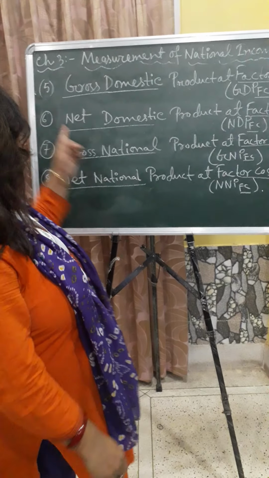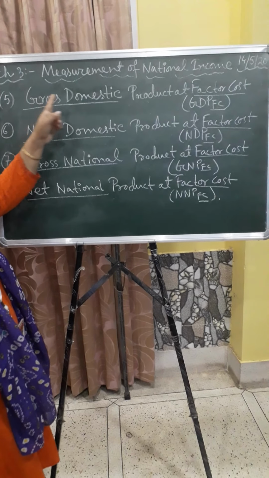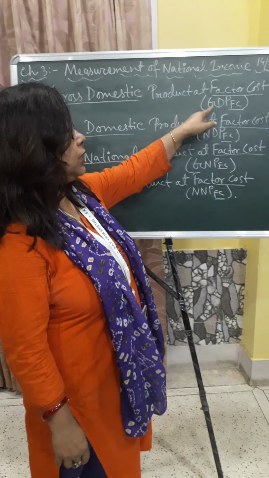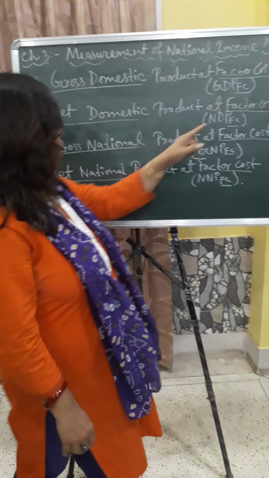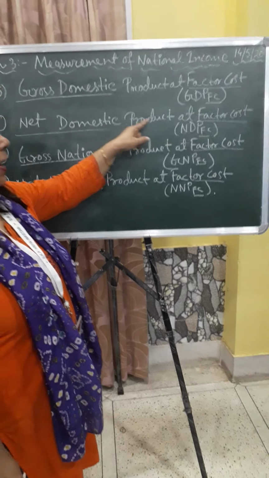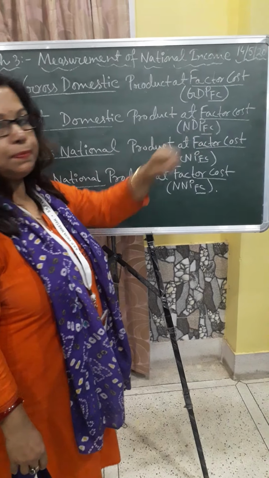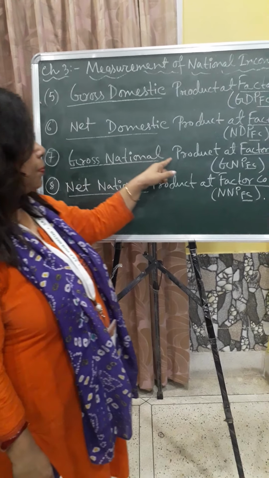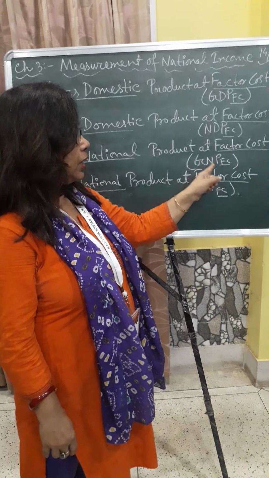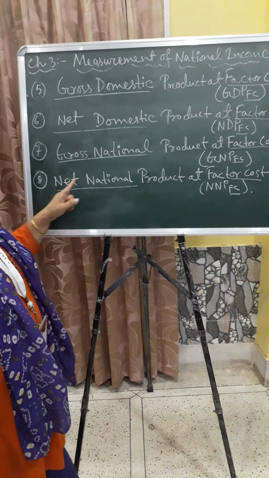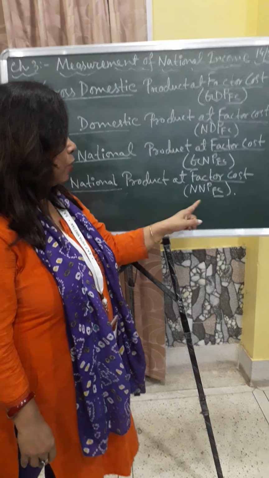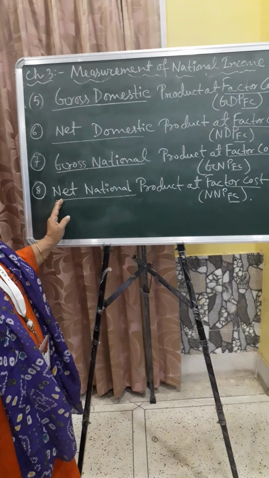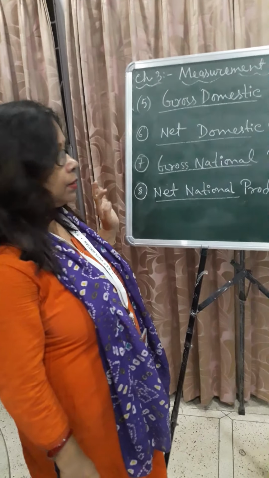You see that number 5, gross domestic product at factor cost, short form GDPFC. Next, net domestic product at factor cost, NDPFC. Seventh, gross national product at factor cost, GNPFC, and net national product at factor cost, NNPFC. These are the rest of the terms, 5, 6, 7, 8.